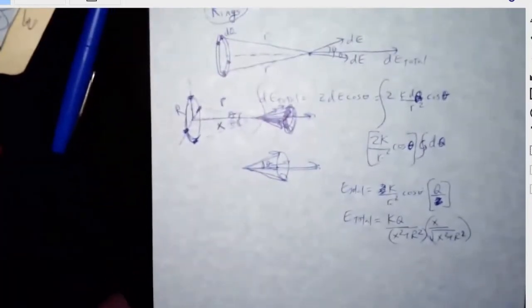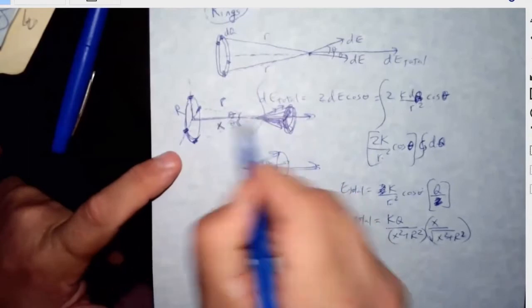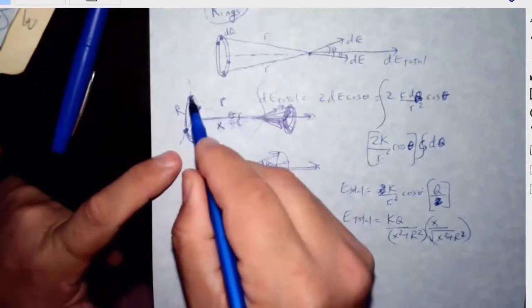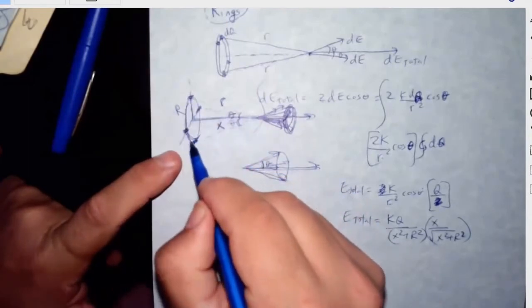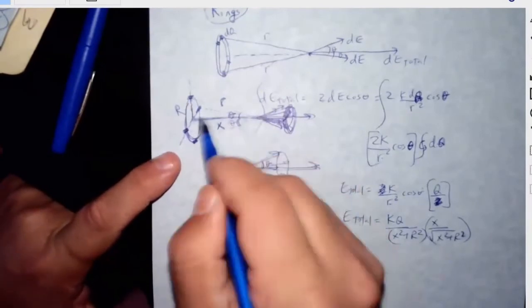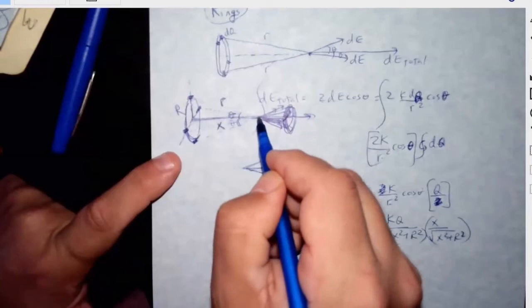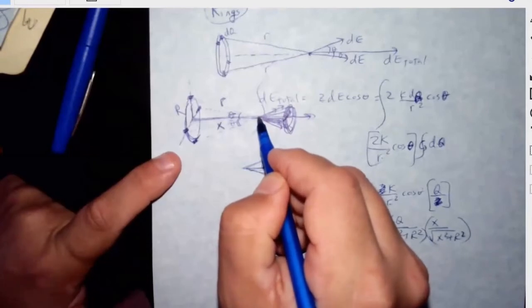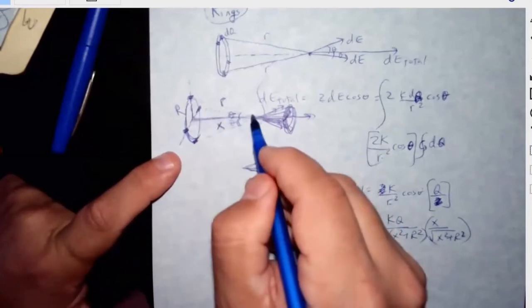So in this case, we didn't have to integrate anything because, as long as we're at the center axis of the ring, the angle between any element of the ring and that point is constant, as long as we're at the center, right? And the distance is also constant.